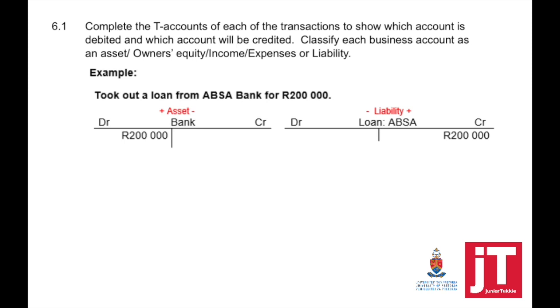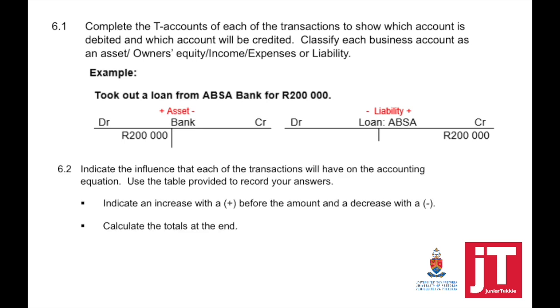Example. Took out a loan from Absa Bank for 200,000. So which two accounts are involved? Number one, if the business receives money, then bank will always be involved. Why did the business receive money? Because we borrowed money from Absa. So this means we need to open up loan. Bank, because we have a favorable bank balance, is classified as an asset, and loan is a liability. This means that our assets will increase on the debit side, bank is debited, and liabilities will increase.